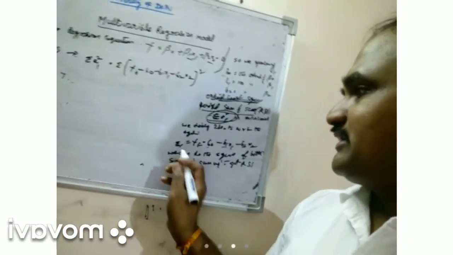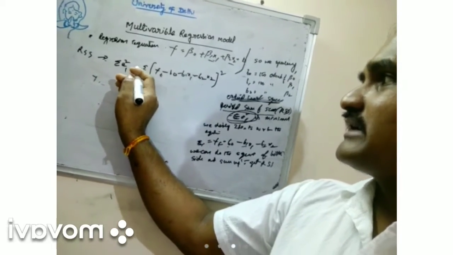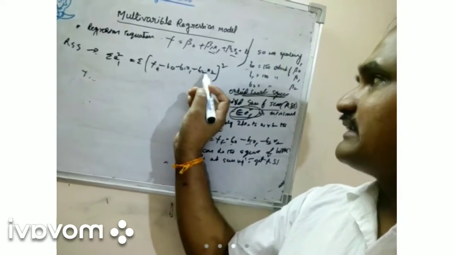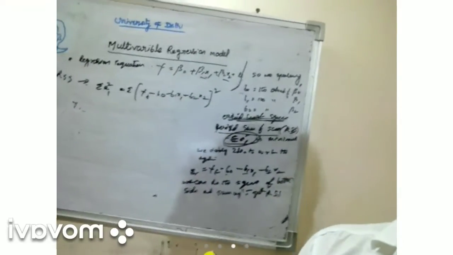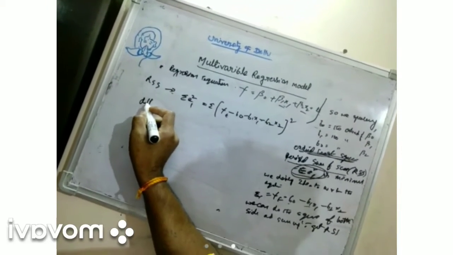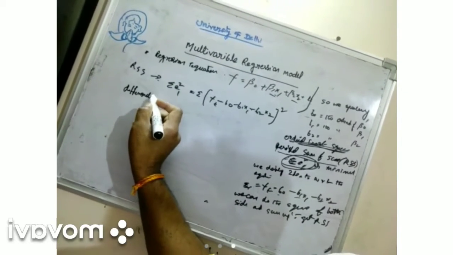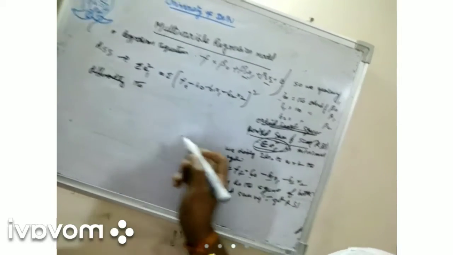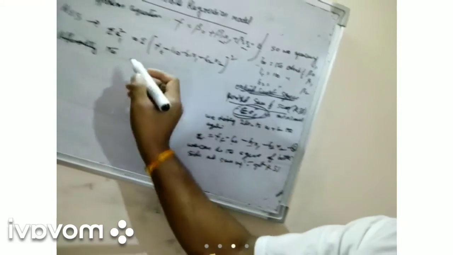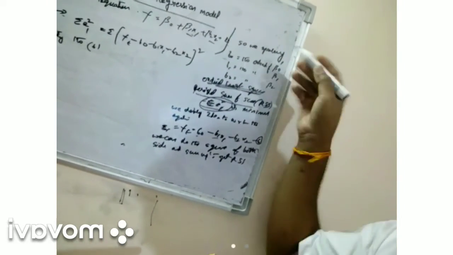So the sum of the e square, that is the total RSS, is equal to the sum of all these. Sum means sigma. Sigma is the sum of all these, and the whole thing squared. Now what we will do after that is differentiate the equation. This is equation 6, suppose equation 6, and the previous one is 5.